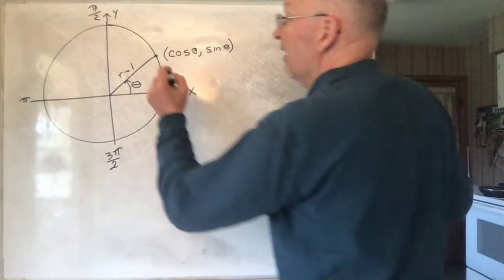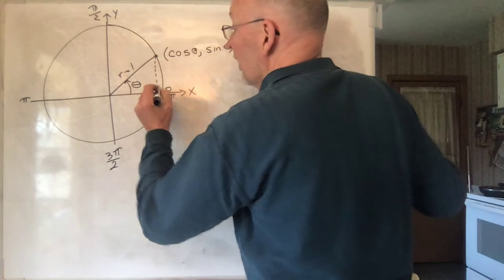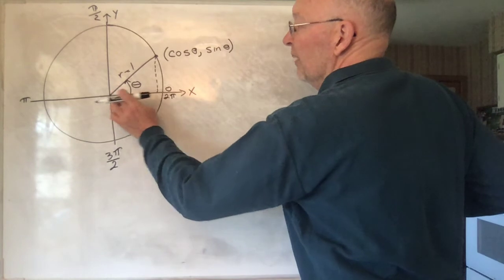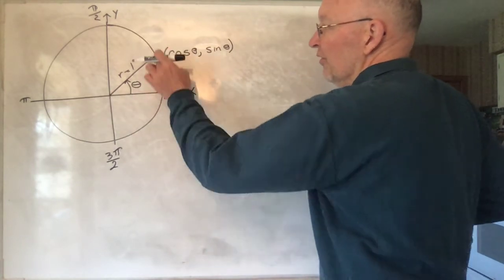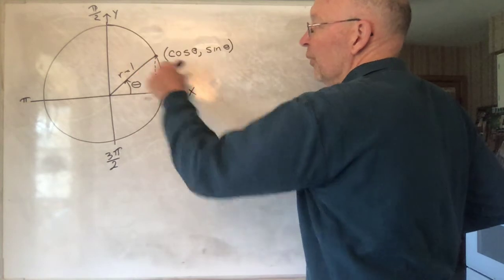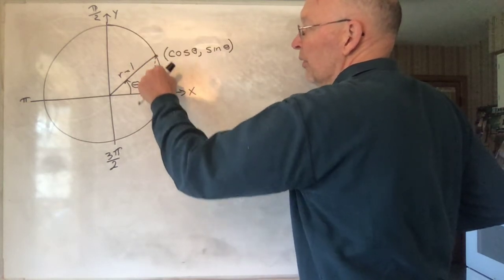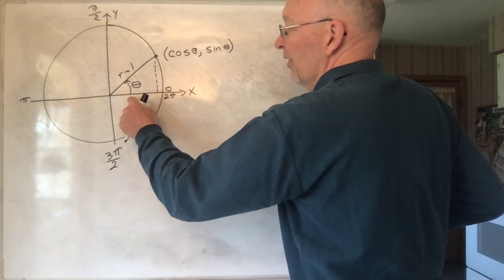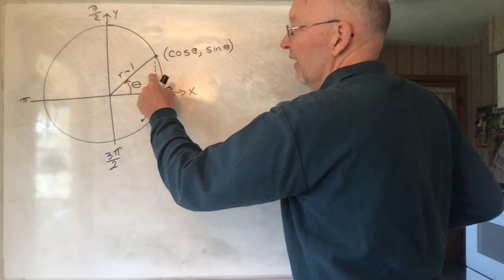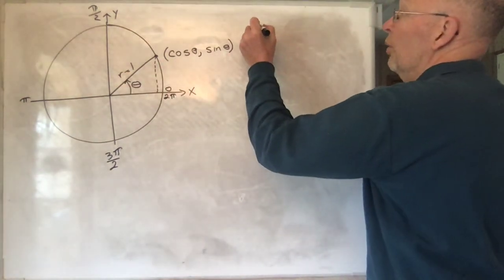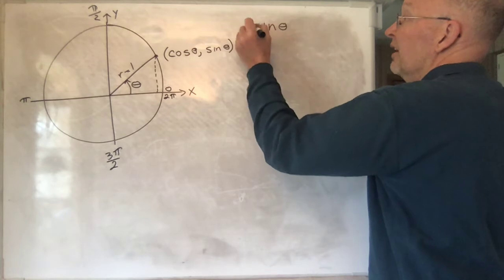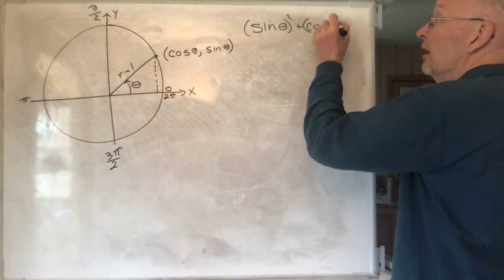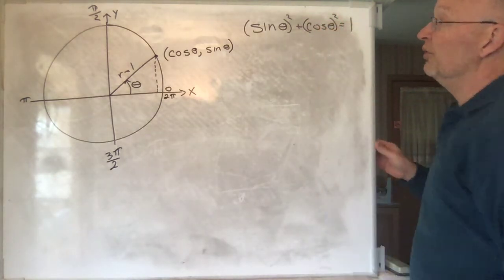Let's use it right here. If I drop that vertical down, then this length right here is going to be cosine theta, because that's the x distance, and this distance right here is going to be sine theta, because this y coordinate is sine theta. So I see that cosine theta squared plus sine theta squared is going to be 1 squared. So what did I just say? Sine of theta squared plus cosine of theta squared is equal to 1 squared, which is 1.